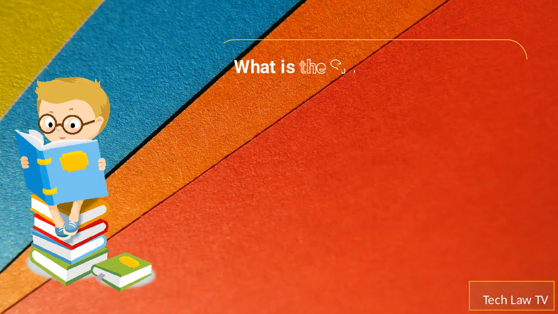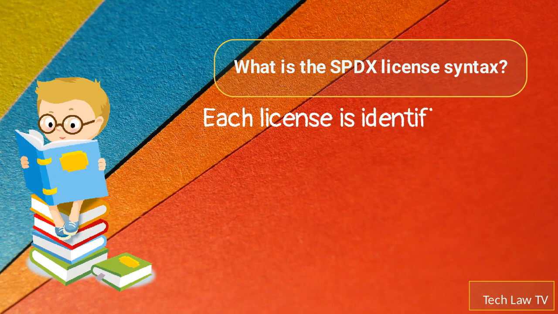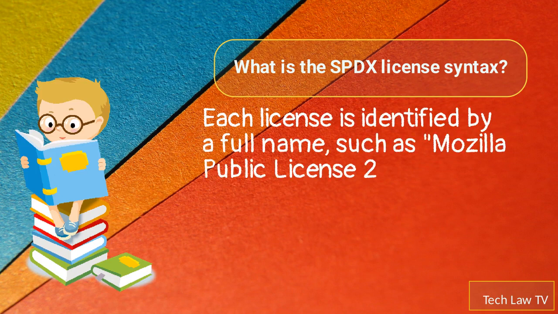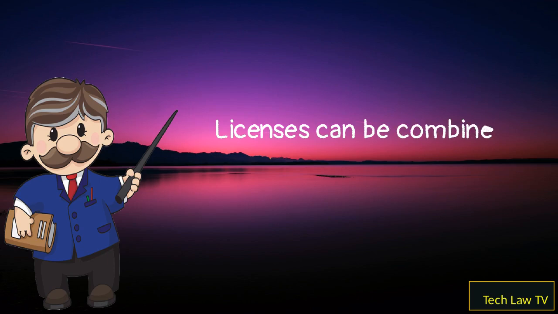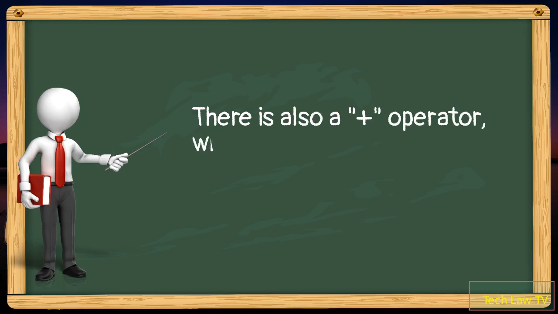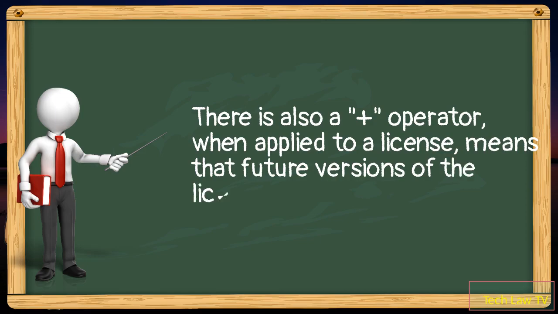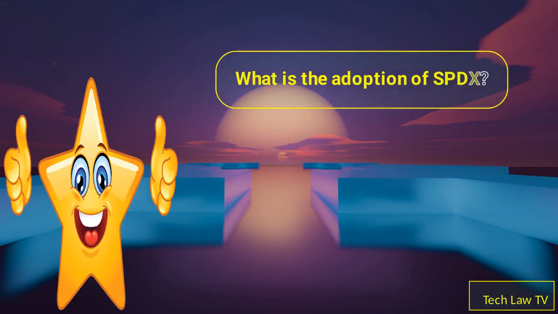What is the SPDX license syntax? Each license is identified by a full name, such as Mozilla Public License 2.0, and a short identifier, here MPL 2.0. Licenses can be combined by operators and/or and grouping. There is also a plus operator, which, when applied to a license, means that future versions of the license apply as well.